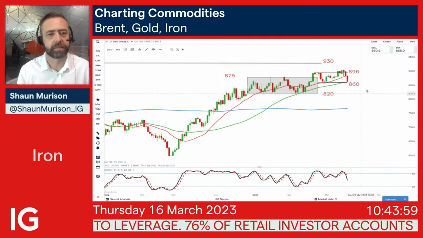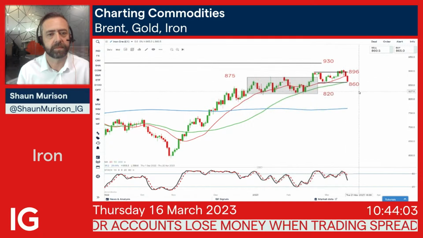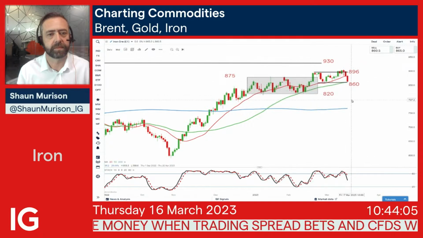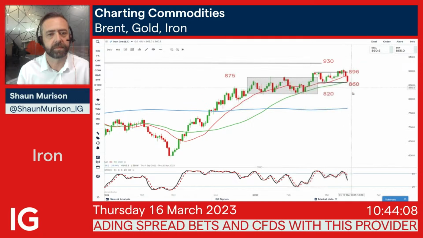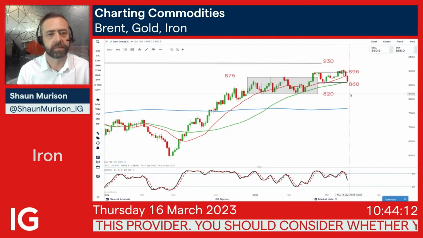diversified resources. We are range bound in nature. We are testing this $860 per metric ton. It's the price of Dalian, by the way. If we do close below that, then we start looking at a move towards that $820 per metric ton.